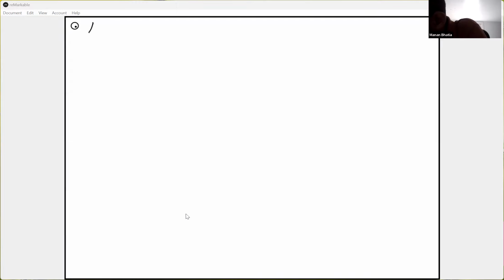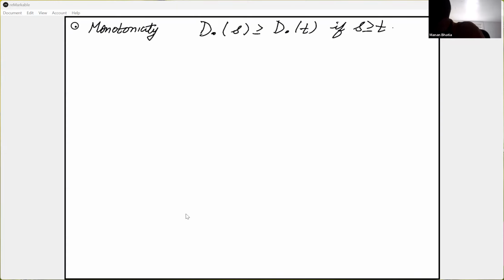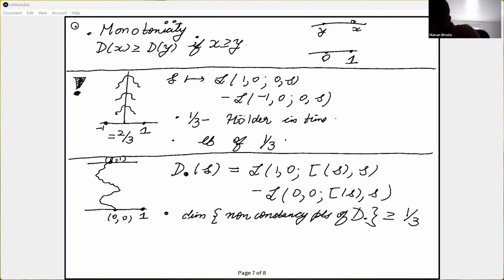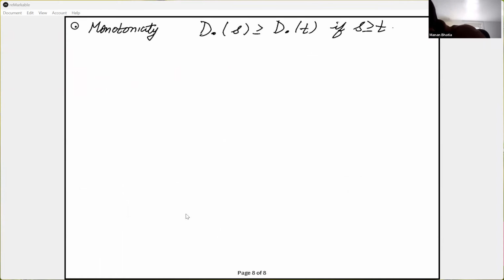So we'll now talk about the monotonicity. I'll give a proof. It's really simple. Monotonicity of the difference profile. So what do I want to say? I want to say d of S is at least d of T if S is bigger than T. And just recall the expression. You are subtracting the distance from 1 minus the distance from 0. Okay, so let's do the computation.